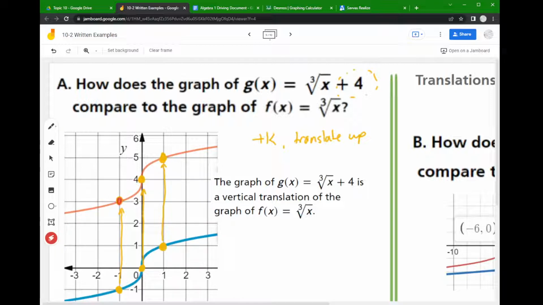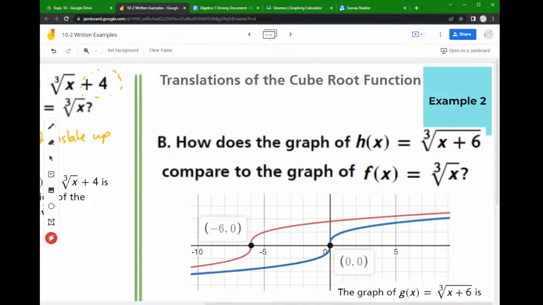Notice these points are still equally spaced. It's still up 1 over 1 every single time. If you end up changing that spacing, you'd have some a value right here in front of the square root. That's a stretch or a compression.